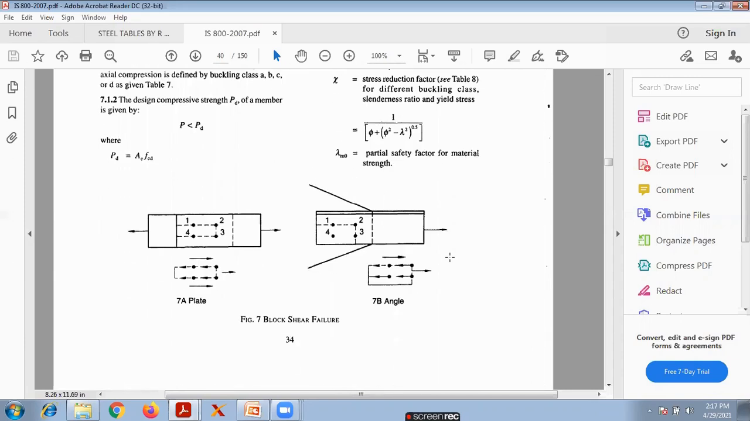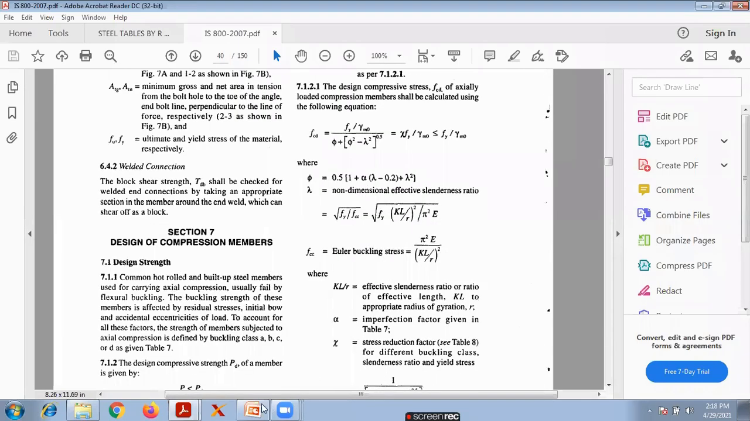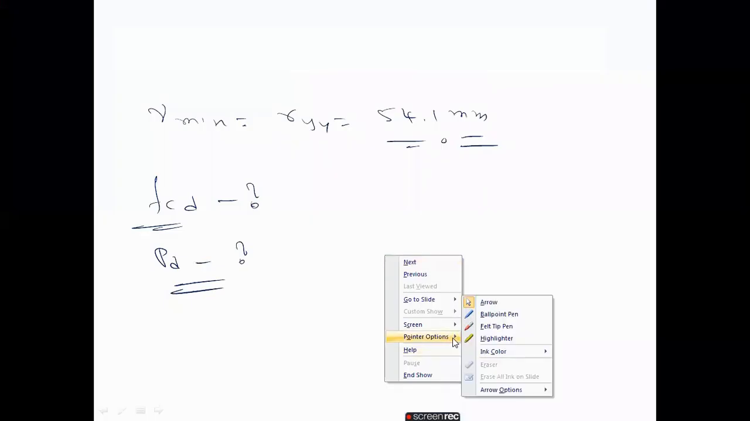So my dear students, please remember the page number is 34 of the IS 800 code book. All the formulas are available. Now we will solve the problem. Wait for 1 second. We will solve the problem clearly.